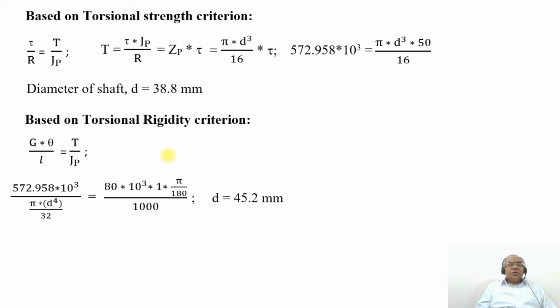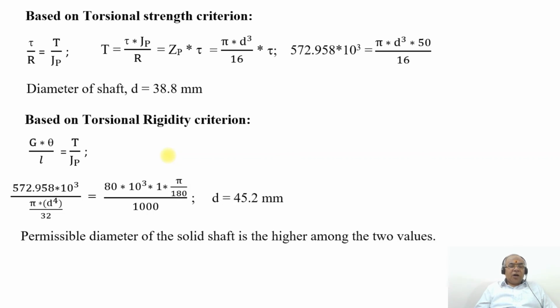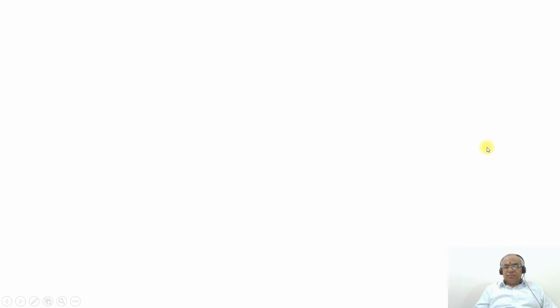So when you are comparing the diameter of the shaft from the torsional strength criterion and the diameter from the torsional rigidity criterion, the torsional rigidity criterion has the higher value of diameter, 45.2. So you adopt the higher among the two values. Therefore, the permissible diameter of the solid shaft, based on the torsional rigidity criterion, will be 45.2 mm. So this is how you will be able to solve this particular problem. Thank you.